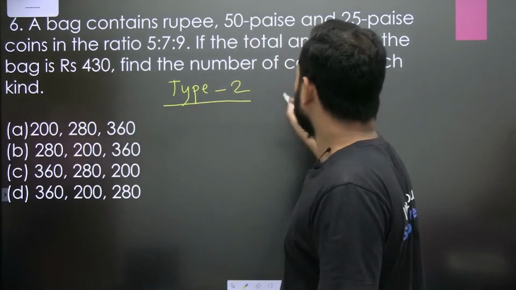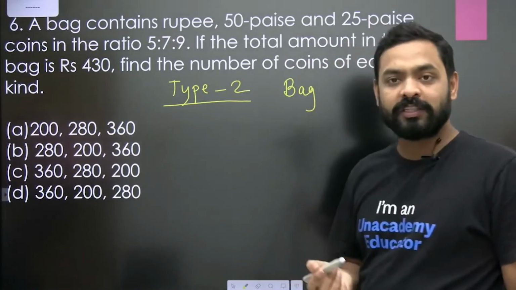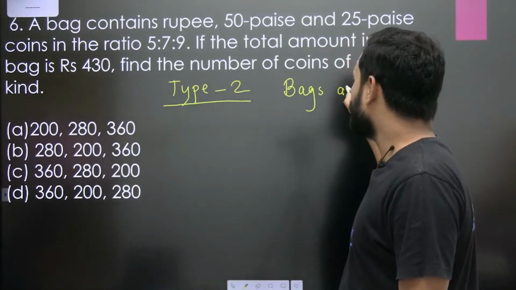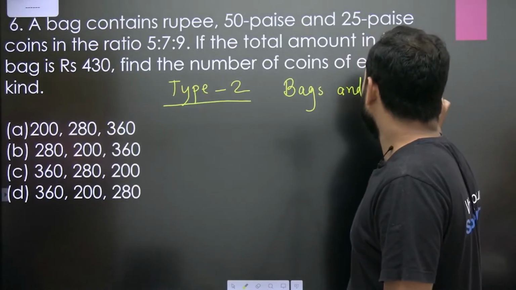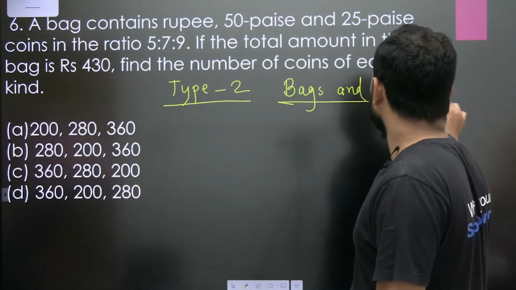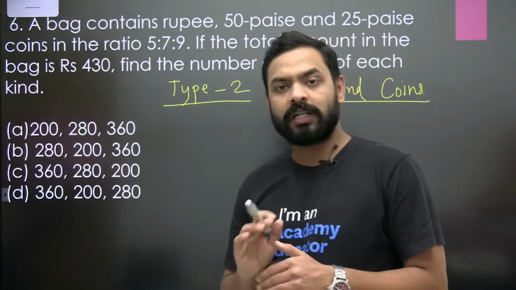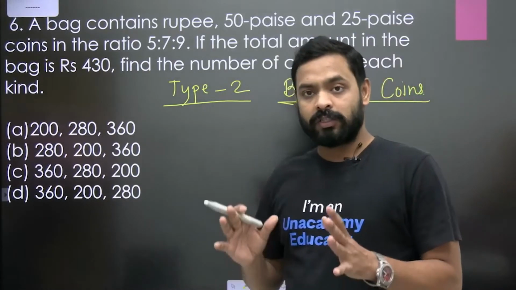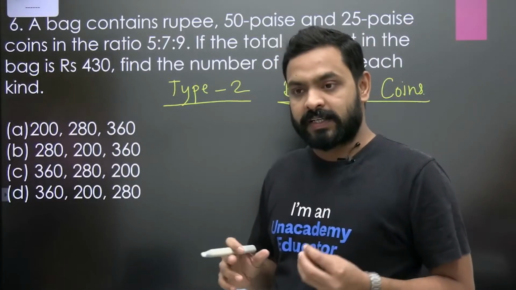Type 2, bags and coins. Very important. Logical reasoning questions and probability questions can also be framed on bags and coins. Let's read the question, and then I'll tell you the basic concept, and then we'll solve this question without using formulae, without using any concept, within 30 seconds.